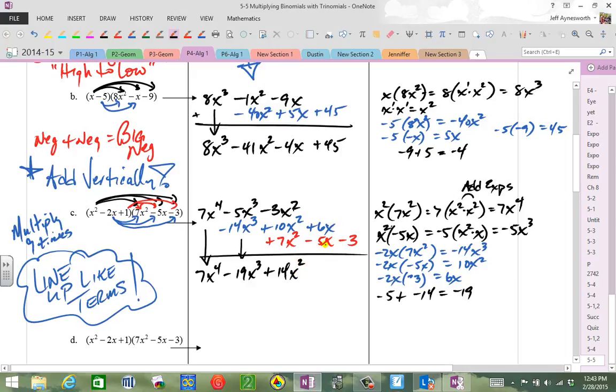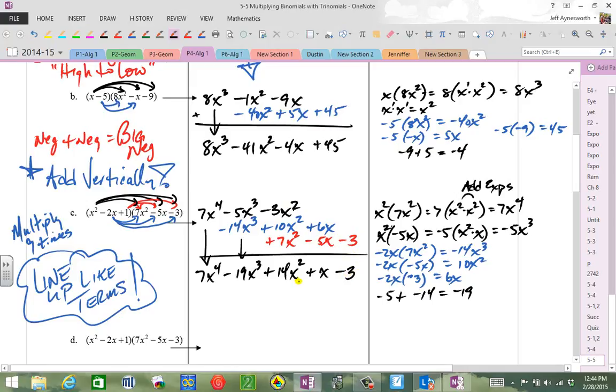All right, 6x minus 5x is positive 1x, or you can just say x. Usually people don't put the 1 there. 6x minus 5x is x. You got 6 x's, take away 5 x's, you only have 1x remaining, right? Think simple subtraction, and then bring down the minus 3.